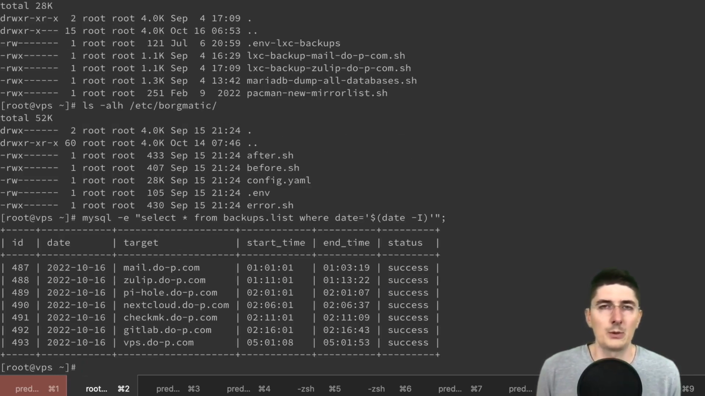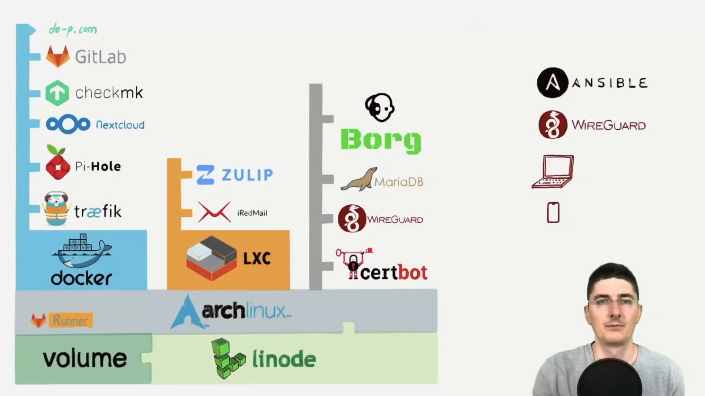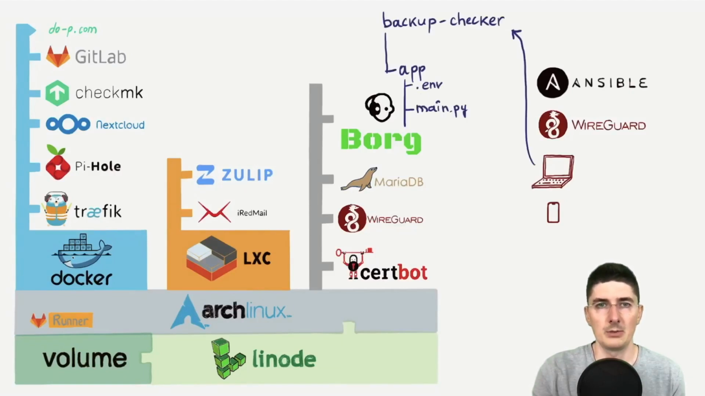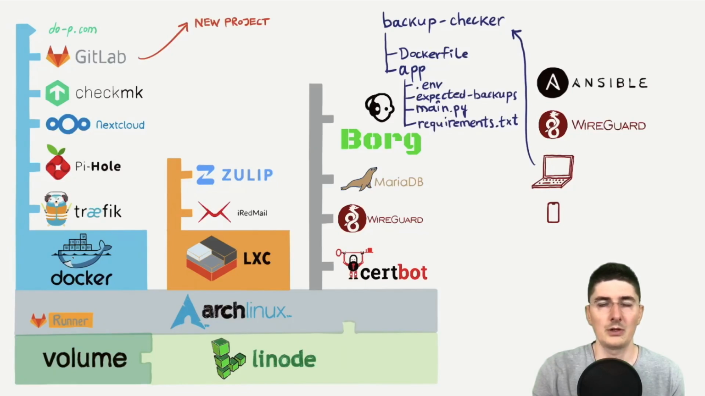from today. I want to write a Python application that will do the following. Query the database to get this list of today's backups and their statuses, compare that list with a list of expected backups, and send a report to a Zulip stream. As with the do-p.com website, I'll do this outside of the Ansible directory. I'll create all the necessary files for the application to work, create a project on GitLab and configure the variables, and then add a GitLab ci.yml file.